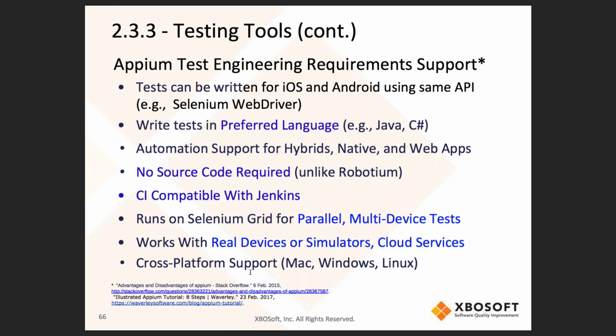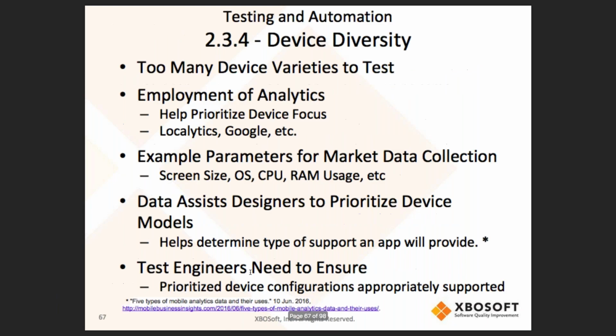Device diversity: too many device varieties to test. The employment of analytics helps you solve that problem. So you could use something like Localization or Google Analytics for mobile to actually help whittle down, in the case of Android, where there's so many different devices, the key devices that you want to go focus on.